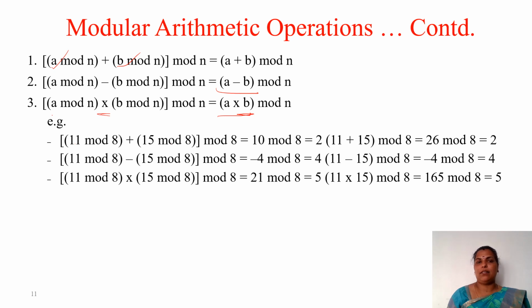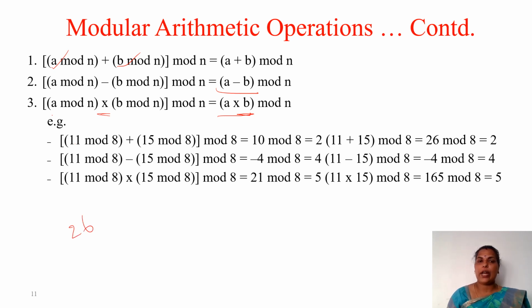Mod 8. So here we are having 11 plus 15 is 26 mod 8. So we can write like this also, 2 into 11 plus 15 mod 8, that is 26 mod 8. This way also we can write. Finally, anyway, we are getting 2 as the answer. So 11 plus 15 is 26.